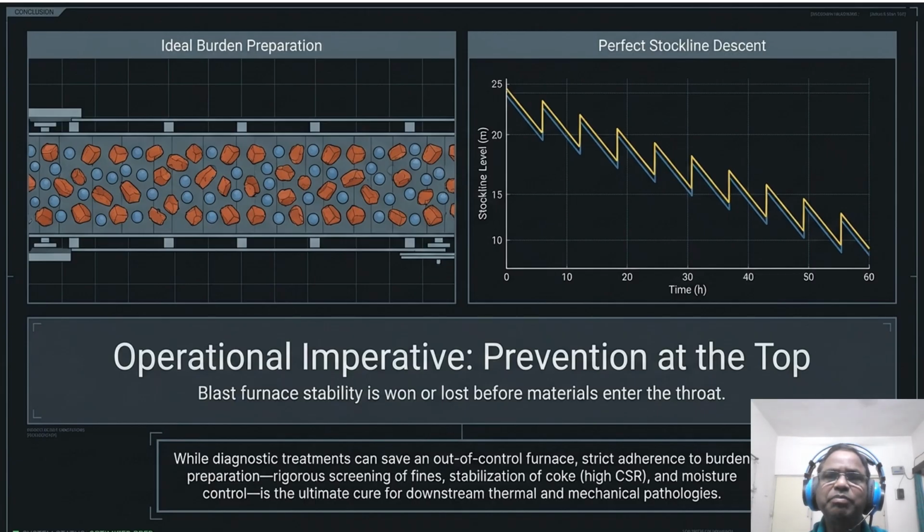So stability of the furnace is won or lost at the stockhouse only, through strict screening of the fines, stabilization of the coke CSR, and moisture control. And adherence to these standards ensures a perfect stock line design and a steady state furnace.